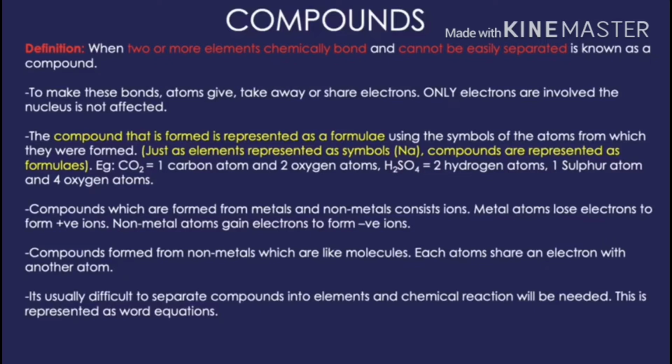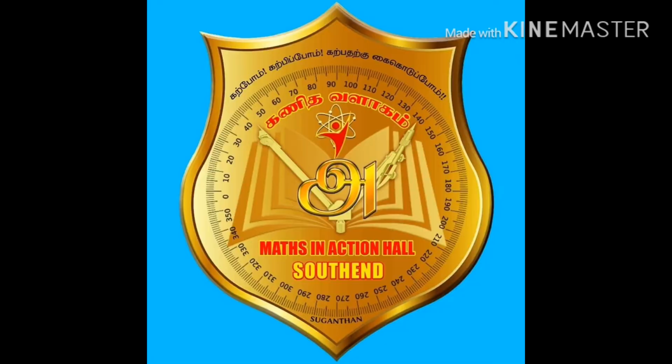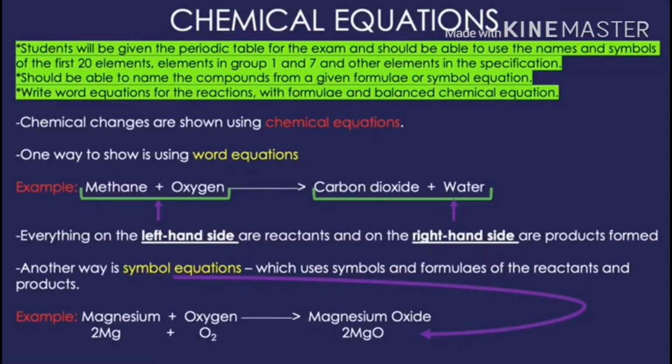Now, compounds formed from non-metals, which are like molecules, each atom shares an electron with another atom. Usually it's difficult to separate compounds into elements, and if so, a chemical reaction will be needed, and this is usually represented as word equations. The green text is what's been highlighted by the examiners.